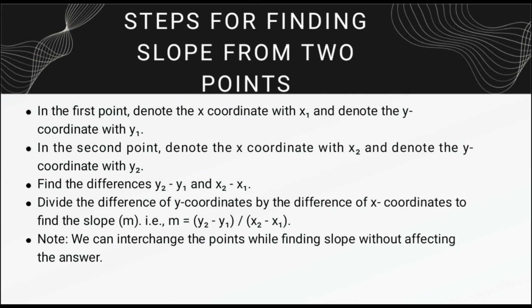After that, we're going to find the differences of y sub 2 minus y sub 1 and x sub 2 minus x sub 1. After that, we're going to divide the difference of the y-coordinates by the difference of the x-coordinates to find the slope. Also, take note that we can interchange the points while finding the slope without affecting the answer.